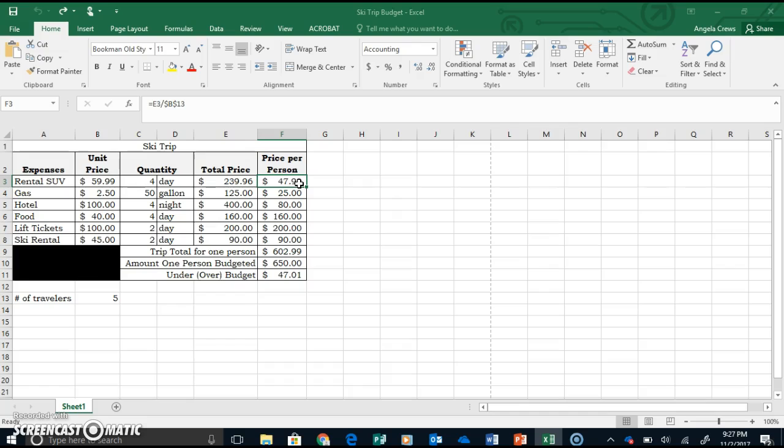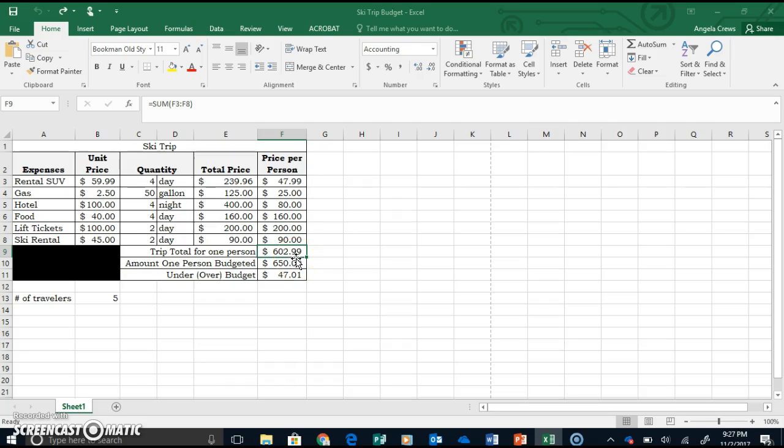Okay, number 2. How much does it cost for one person to go on this trip? What is the trip total for one person? That is right here. So we have the price per person, trip total for one person. That was where we added all of those costs.